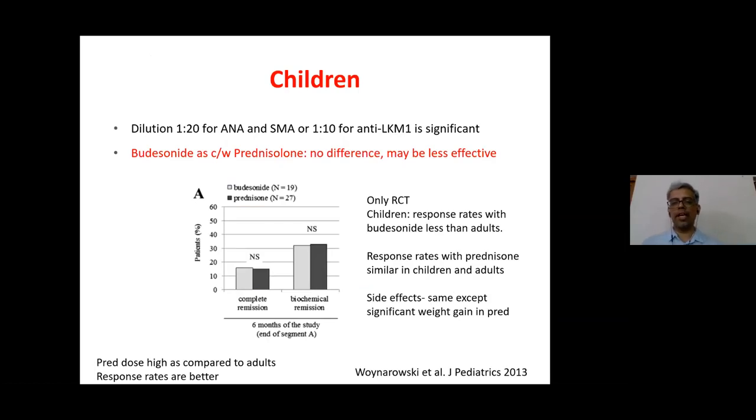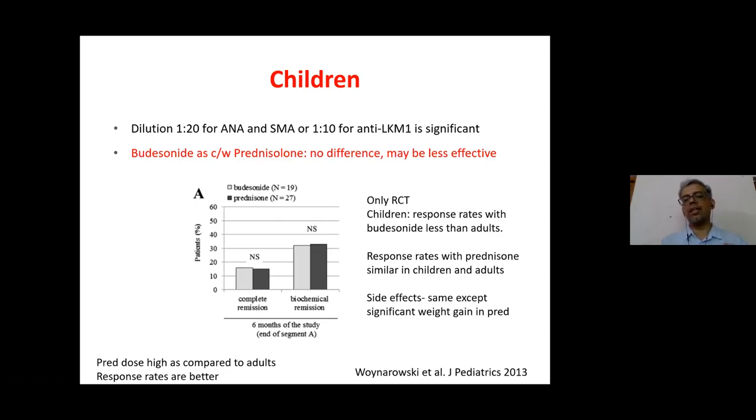A special group is children. I didn't touch more on the pediatric aspect. The pediatric aspect is almost similar to that in adults. Important differences: in children, even lower titers of autoantibodies are considered significant. We talked about budesonide faring better as compared to prednisolone for non-cirrhotics in adults, whereas the data suggests that possibly budesonide may not be a very good drug as compared to prednisolone in children. So in children, consider giving them prednisolone, and the response rates with prednisolone are almost similar in children and adults. And the side effect profile, which we talked about, where budesonide was better in adults, somehow doesn't fare well in children.